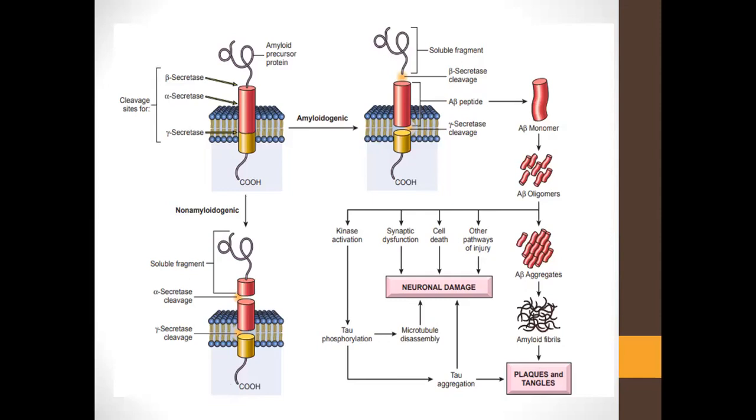Not only that, it will cause kinase activation, which will cause tau phosphorylation. And since tau hyperphosphorylation will lead to microtubule disassembly, it will cause neuronal damage. Not only that, this hyperphosphorylated tau will aggregate and form the tangles.